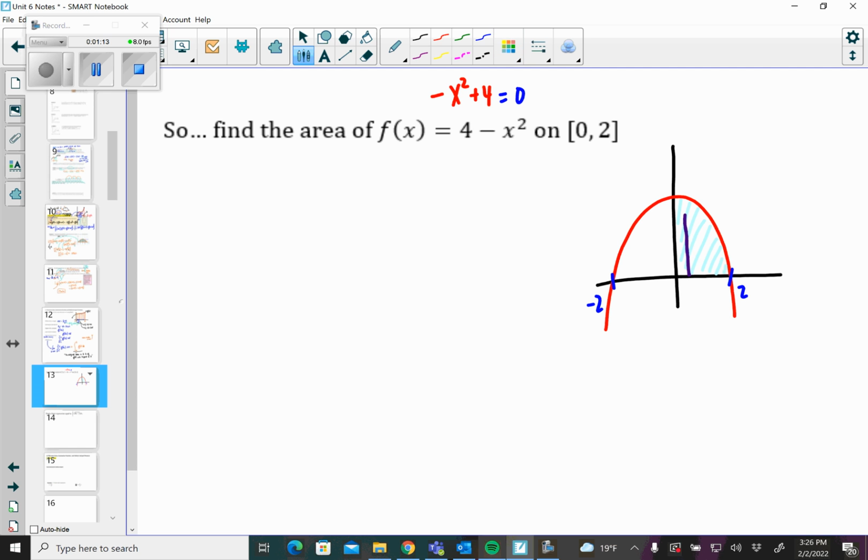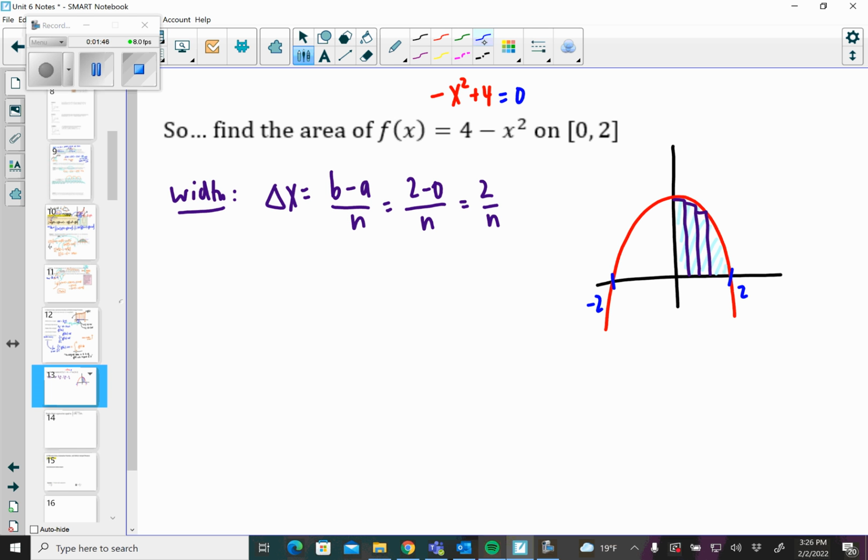To do this, we have to think again about our rectangles. So let's start by deciding what is the width of each rectangle, delta x. We know it's b minus a over n, or in our case, starting and ending of our interval. So 2 minus 0 over n, 2 over n. Notice I'm keeping n because we want an infinite amount of rectangles, which is going to come into play with that limit notation at the end.